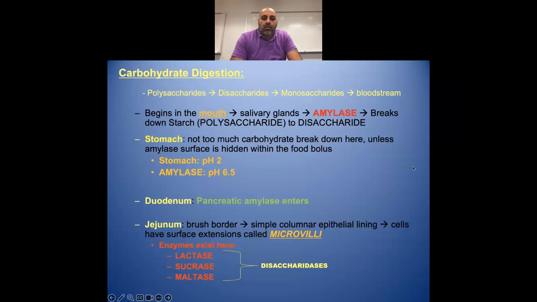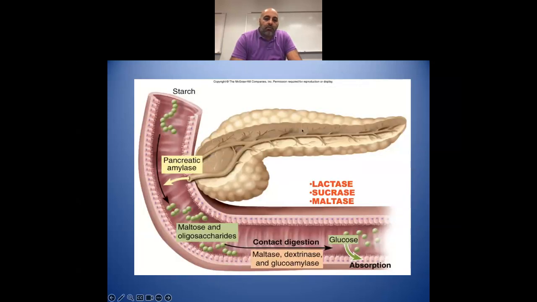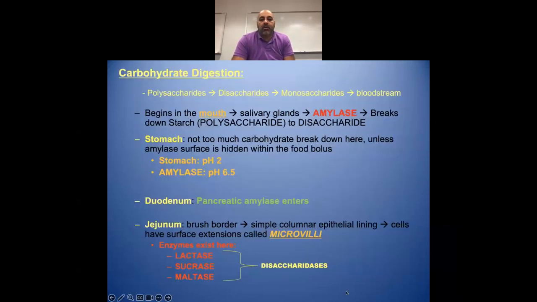So, I think we got everything on there. Here we see the duodenum. There's the pancreas, the pancreatic duct, releasing the amylase to start breaking it down. Brush border enzymes in the jejunum finish it off, breaking it down to the monosaccharide. We must have monosaccharides. They refer to the brush border enzymes also as disaccharidases because they're breaking down disaccharides.